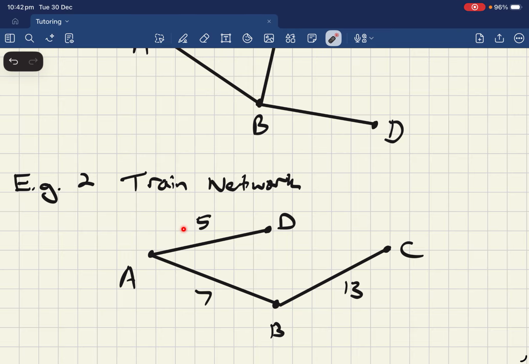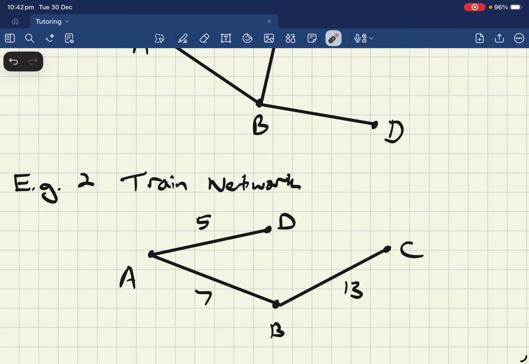This could be time, for example. Say to get from station A to station D, it will take you 5 minutes. To get from station A to station B, it'll take you 7 minutes. To get from B to C, 13 minutes. This could also be distances. So the distance between A and D is 5 kilometers. These weighted edges can take up any unit of measurement we desire.